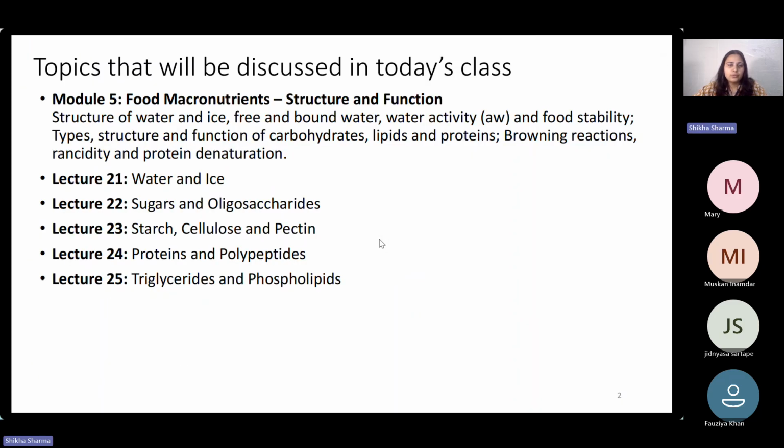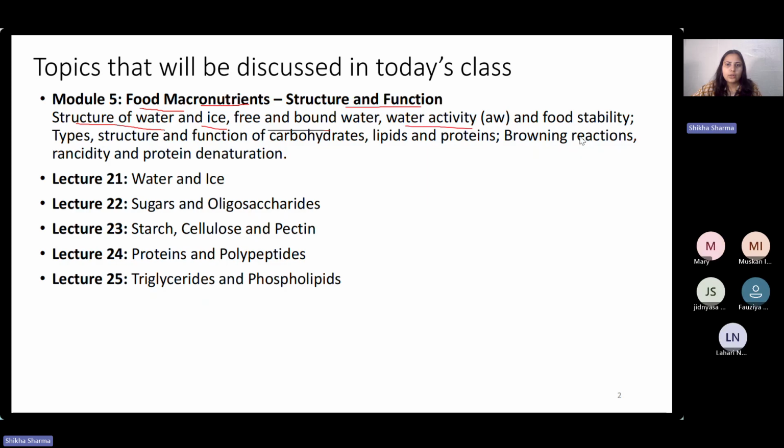So the topics that we will be discussing in today's class are related to module 5. It includes basically the food macronutrients and their structure and function. It will include structure of water and ice, free and bound water activity, and food stability, types, structure and function of the carbohydrates, then lipids and proteins, browning reactions, rancidity, and protein denaturation.